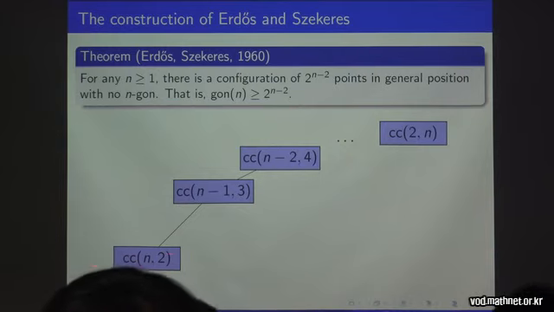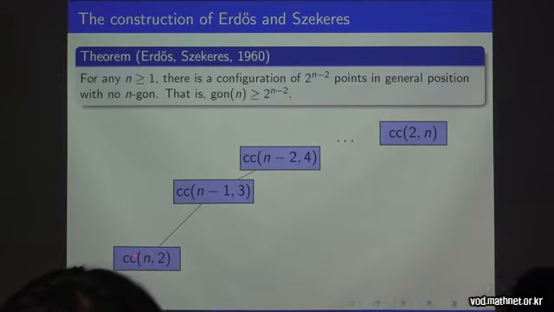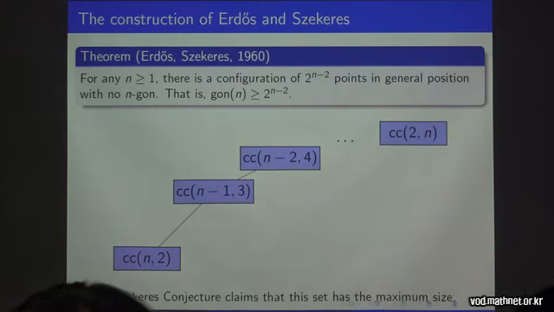We do the same thing with points avoiding n-cup and 2-cap, n-cap and 2-cup, and we stack them like this. And the Erdős-Szekeres conjecture states that this set is tight.